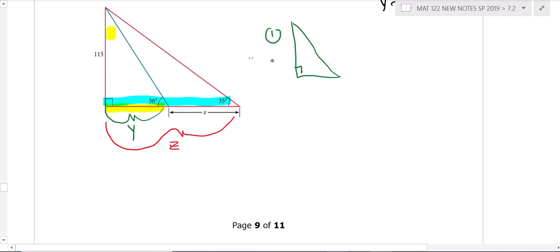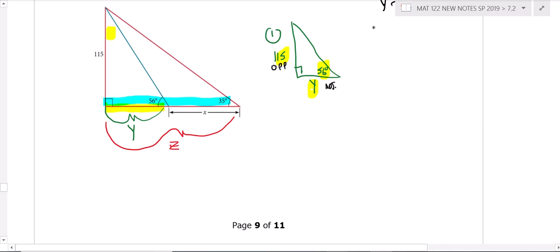So we have 115. This base we decided to call y. And then we have that angle as 56 degrees. So we should be able to easily find y on this by doing the tangent. So again, if you look at angle 56, you have opposite and you have adjacent. So again, that's going to be a tangent.